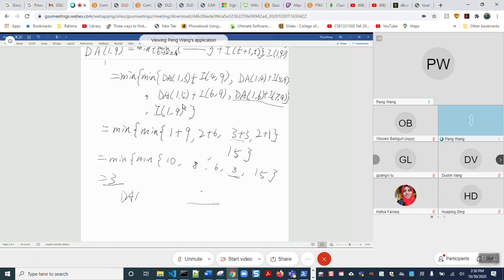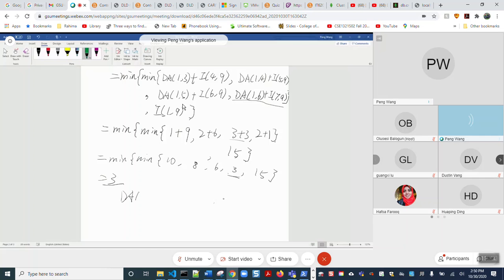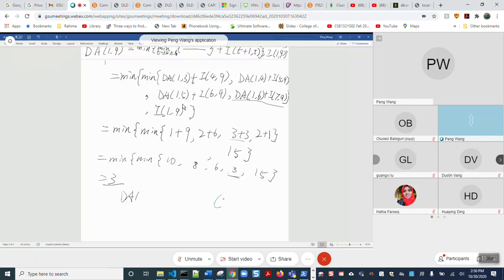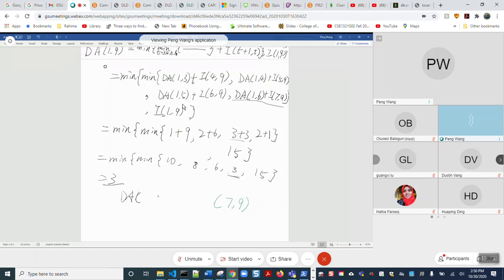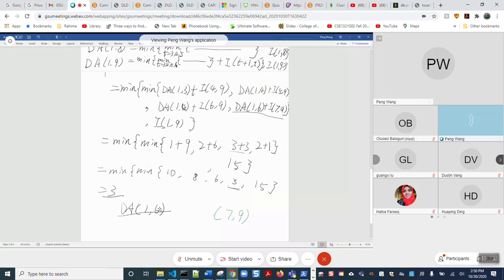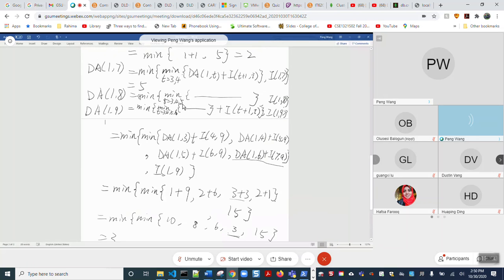Let me use another color. Here we get the first group. It's from 7th to 9th, and another part is DA16. And how to get this? How to divide this? How to modify from the first one to the sixth one?